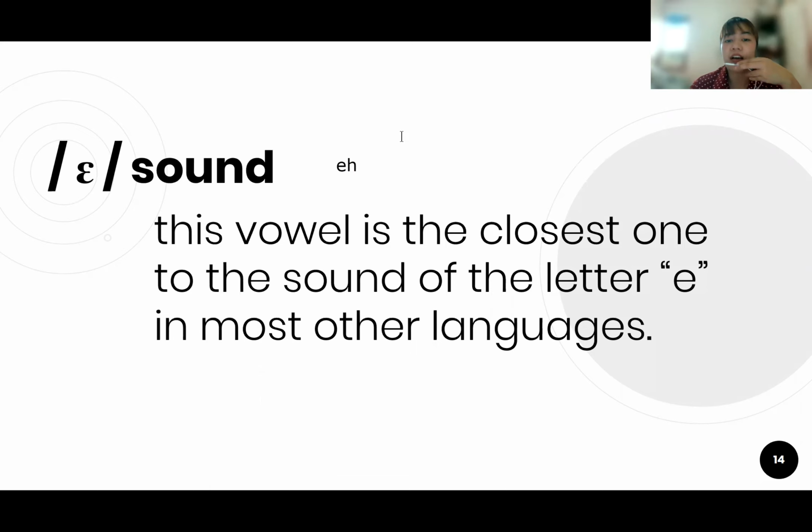So e sound. So this vowel is the closest one to the sound of the letter E in most other languages. So for example, when we teach learners or when we were taught back when we were smaller about your letter E, so E, for example, letter E as in elephant, letter E as in egg. So that is the sound of this symbol, E.